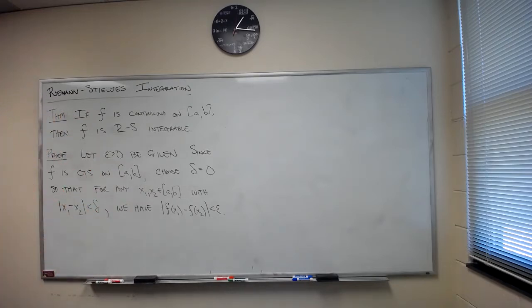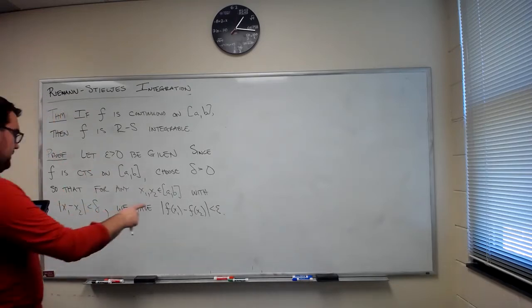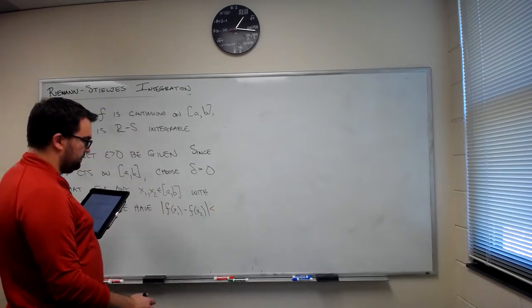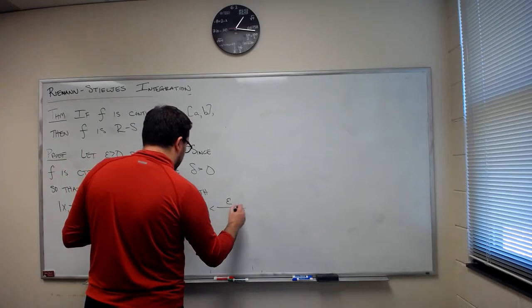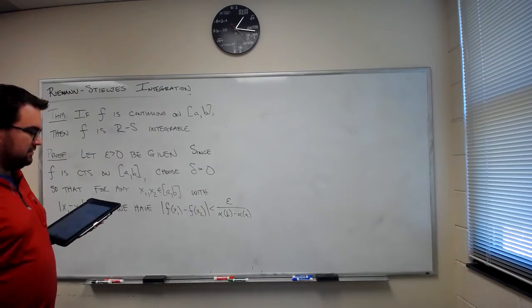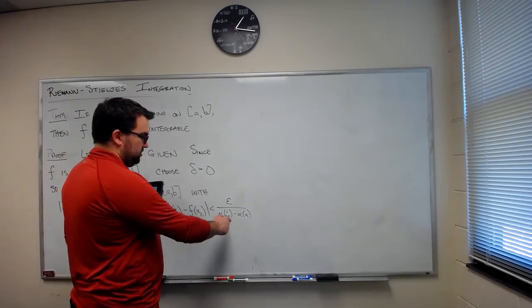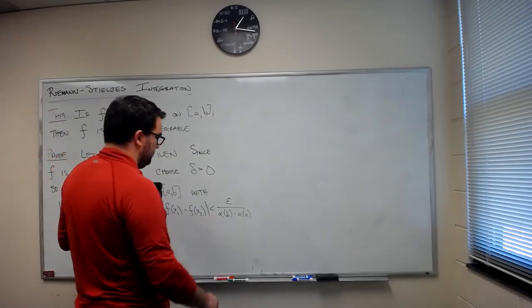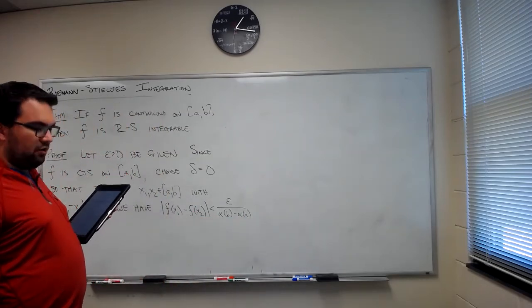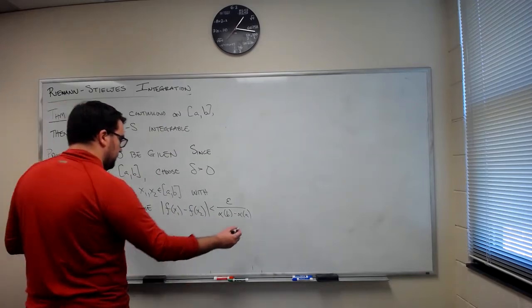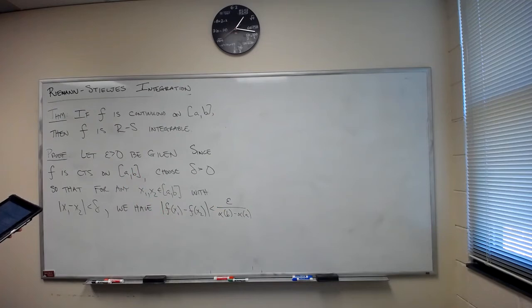Okay, but we need this. Sorry, here, I don't want this less than epsilon. I'm going to want this less than epsilon over alpha of b minus alpha of a. If you're looking at the proof for the Riemann case, where alpha of x is equal to x, this would just be b minus a. But in the case of Riemann-Stieltjes, we put alpha of b minus alpha of a. And we'll see why that's exactly the right thing in a minute.